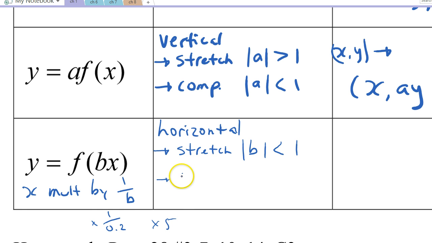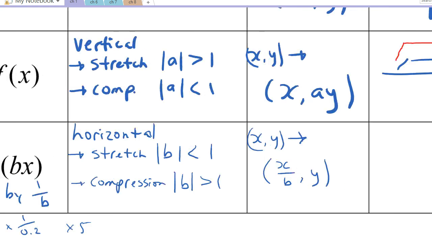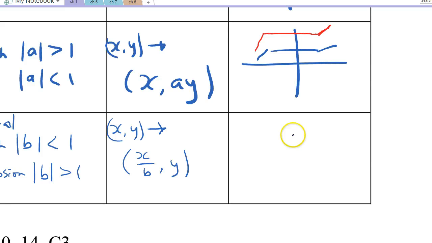When you get a compression is when the absolute value of b is greater than 1, because then you're dividing by something bigger than 1, and you're making the x values get smaller. So if x comma y is a point in your parent function, then now we're going to get x over b comma y. And what does a horizontal stretch or a horizontal compression look like?